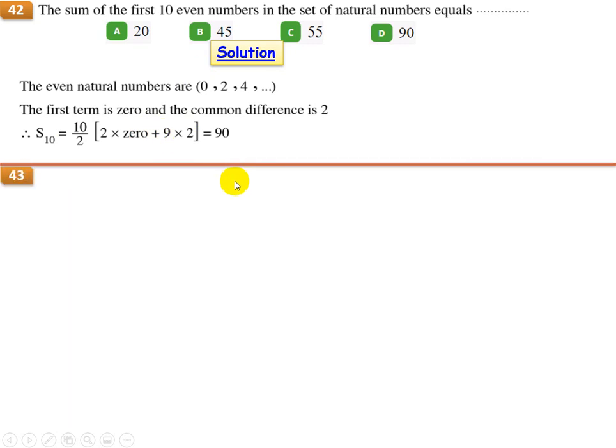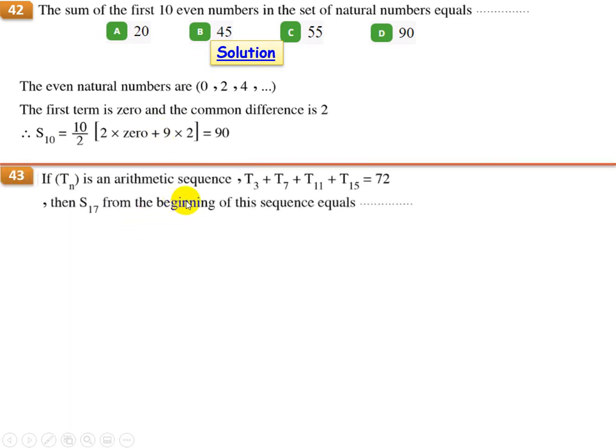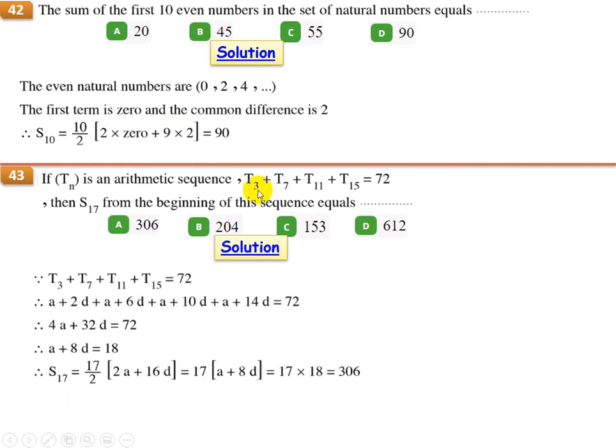Question 43. If the sequence is an arithmetic sequence, T3 plus T7 plus T11 plus T15 equals 72, then S17 from the beginning of this sequence equals. T3 is A plus 2D, T7 is A plus 6D, T11 is A plus 10D, T15 is A plus 14D, equals 72. So 4A plus 32D equals 72. Divide both sides by 4. So A plus 8D equals 18.